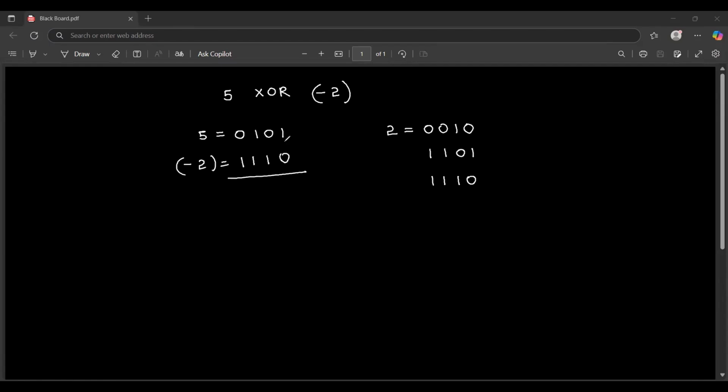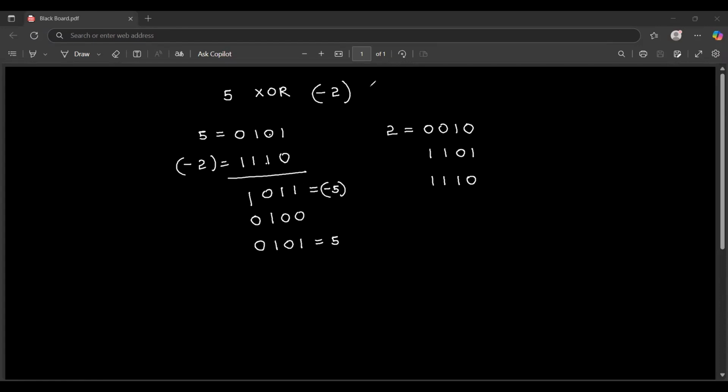What will be the output? 1 XOR 0, 1. 0 XOR 1, 1. 1 XOR 1, 0. 0 XOR 1, 1. So what is the answer? Well, first of all, it's converted. So it will be 0100, adding 1 to this, 0101. Well, that is equal to +5, which means this is equal to -5.